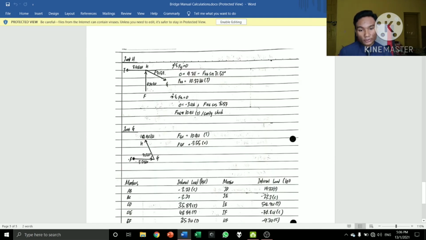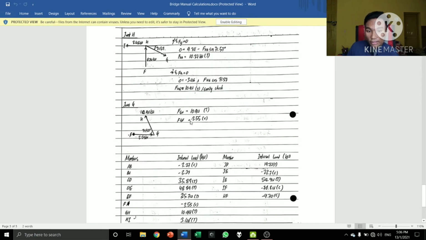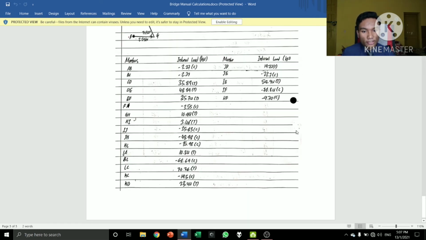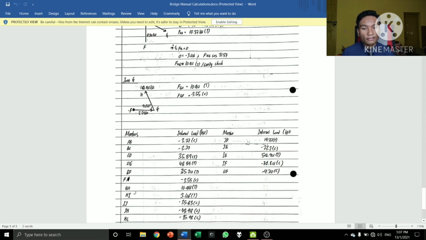Okay, now let's move to joint H. We got FHG equals 10.27 kilonewtons in tension, and finally for joint G, we already know the values of HG and GF, which are 10.94 kilonewtons in tension and negative 3.55 kilonewtons in compression. So this is all of the internal forces that we have found, and that's all for me.